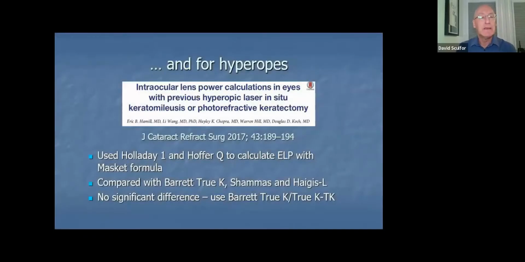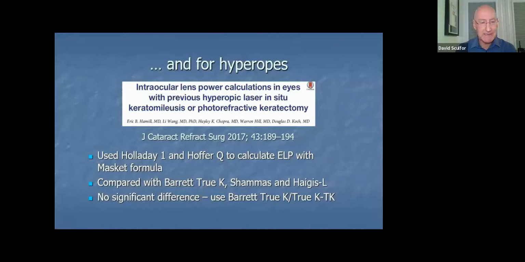So that's myopes. But for hyperopes, things were a little bit different. There was another paper published in 2017 where they compared using Holladay 1, Hoffer Q with the Masket formula, compared that with Barrett True K, Shammas and Haigis, and really found no significant difference between those 3 formulas. So the take-home message for that one is that you can use Barrett True K for hypermetropic patients as well as for myopic ones. And again, that was valid for Barrett True K or Barrett True K TK, as discussed earlier.